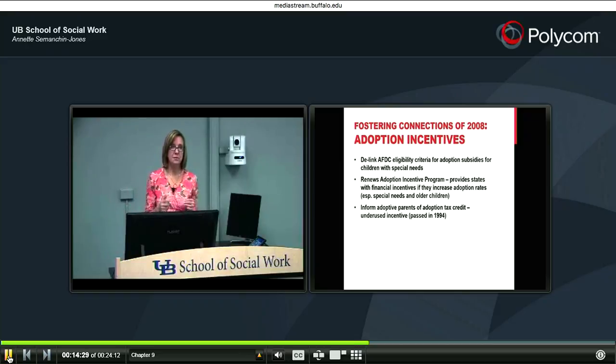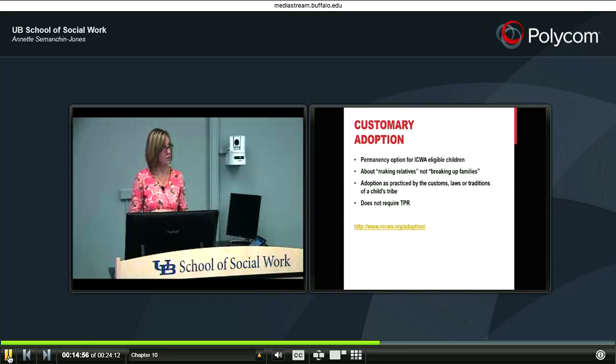There are also adoption incentive programs, so states have incentives if they increase the rates of adoption. And also just awareness of some of the current benefits that are already in place, so efforts, for example, to inform adoptive parents of the adoption tax credit, which is already in place. It's just an underutilized incentive. So those are some recent efforts to promote adoption even further.